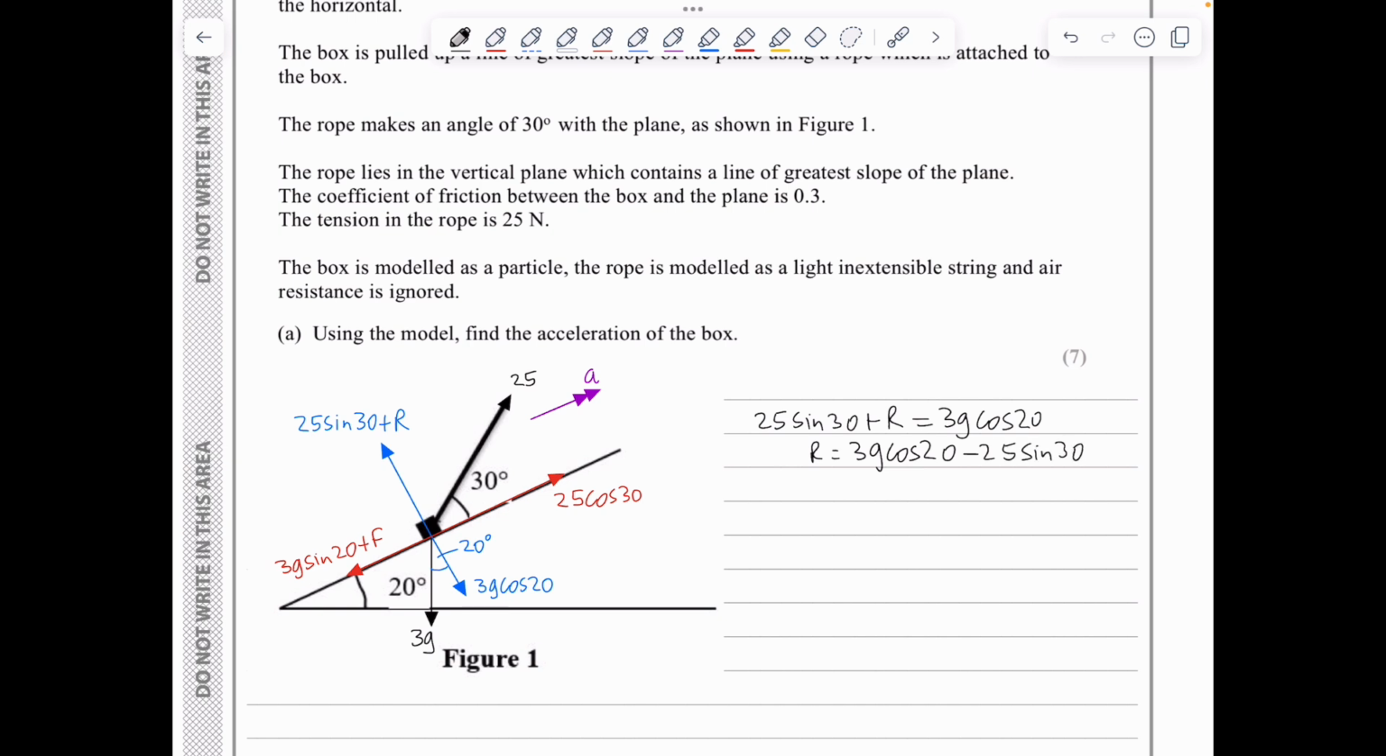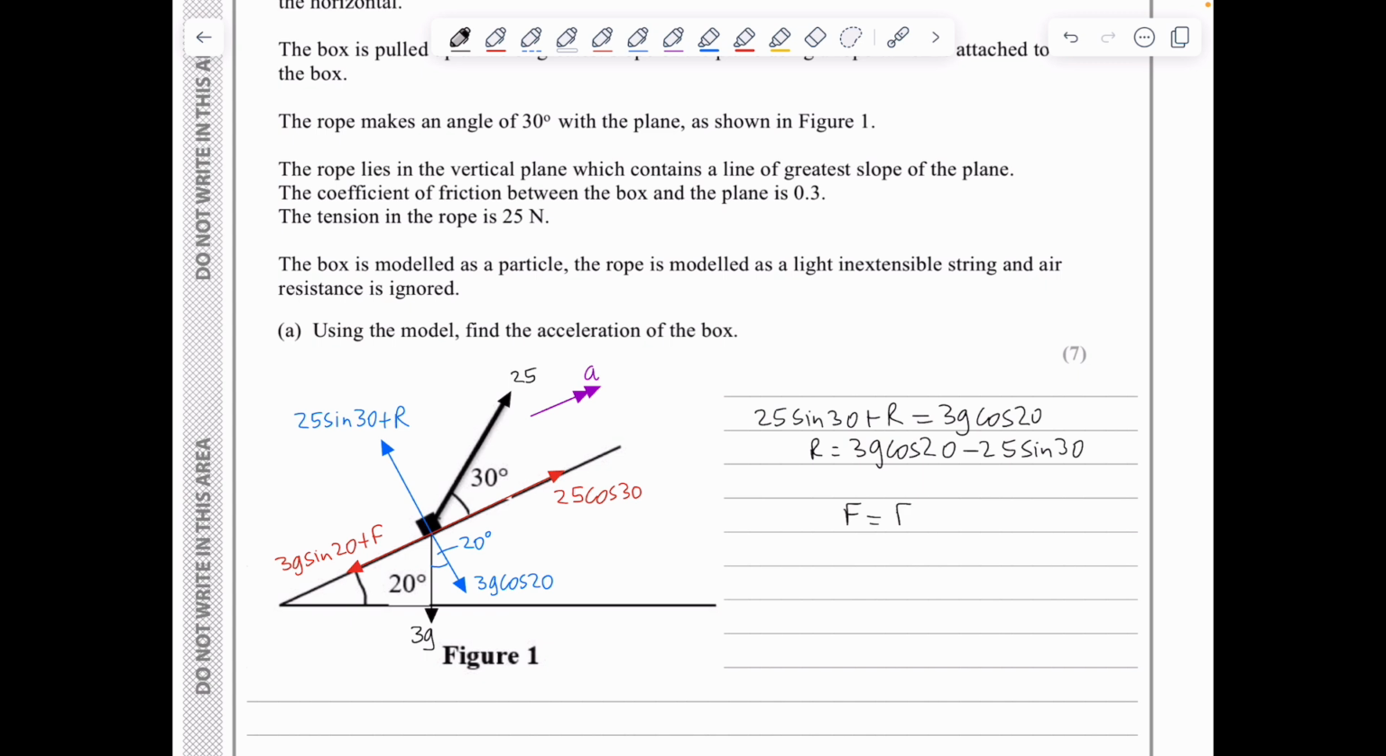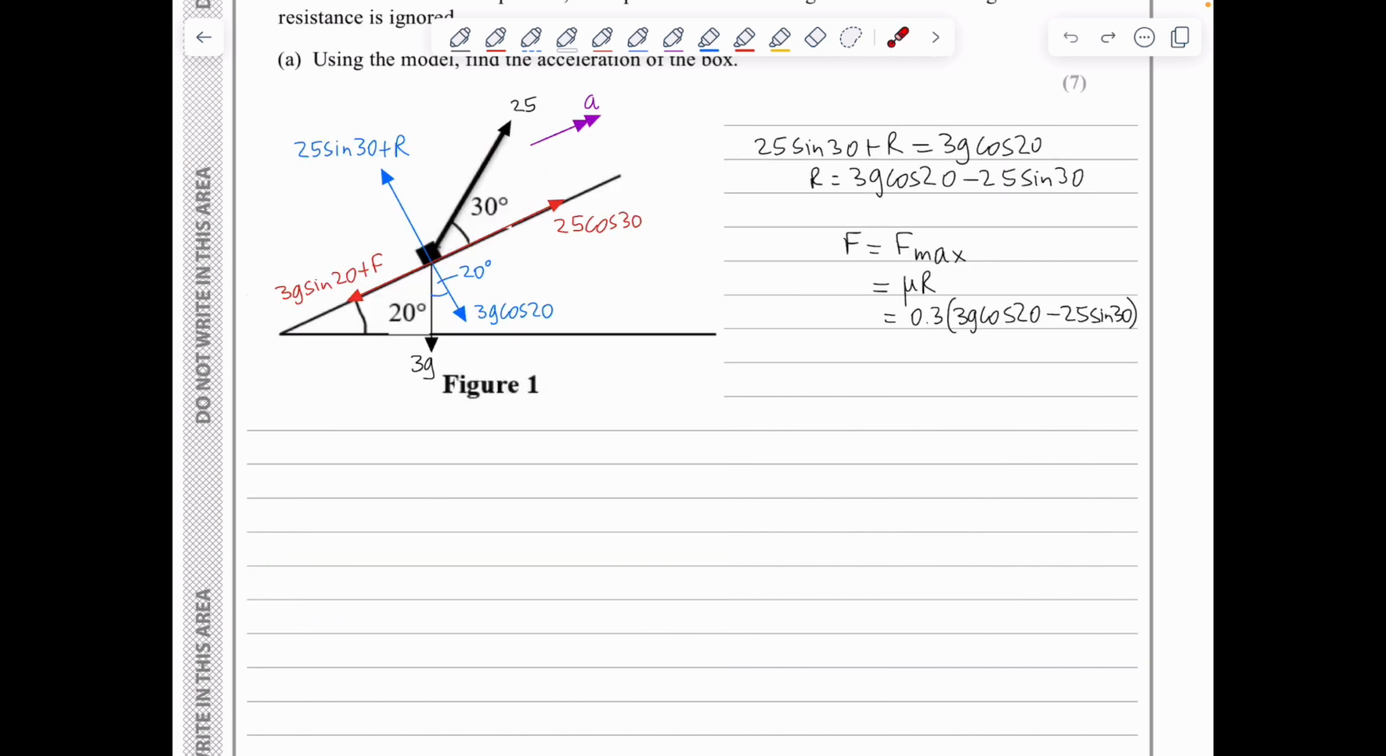Now, because the box is moving, the friction has attained its maximum value. So we say that F is equal to F max. This is given by mu R, which in our case will be 0.3, the value of mu given in the question, times 3g cos 20 minus 25 sine 30, which is the value of R we just found. I will now turn my attention to the forces acting along the plane.